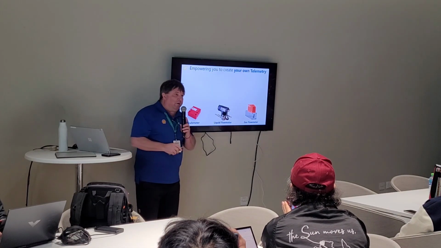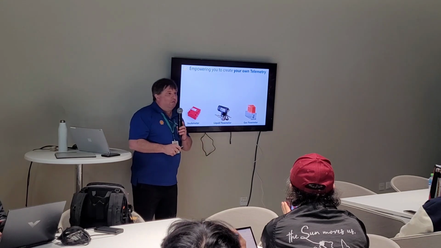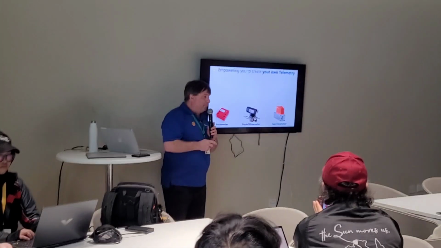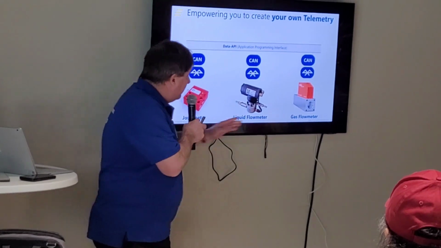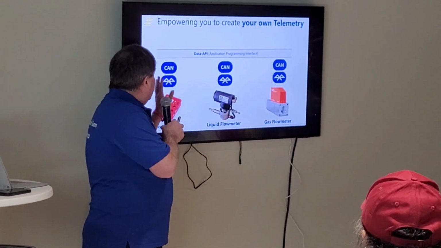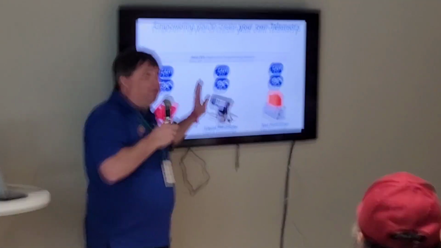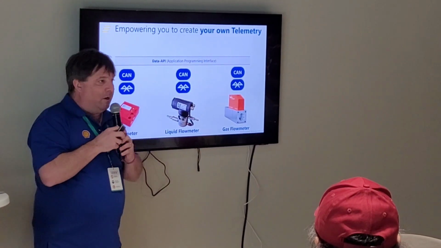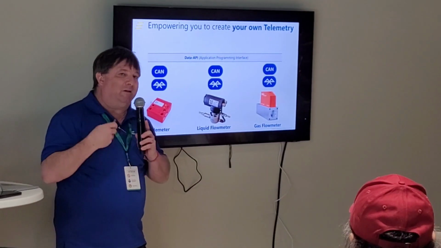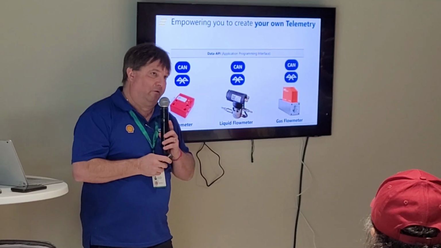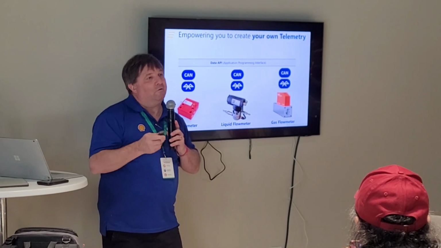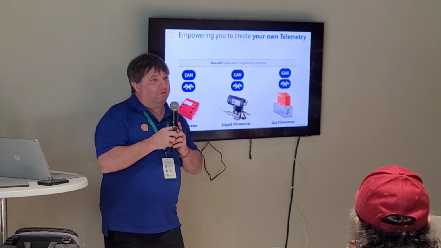So now we have the 3 energy sensors. This is now a little bit a glimpse into the future. They all have, except for the gas flow meter, a CAN interface and a Bluetooth interface. And our vision is to provide a data API to you so that you can interface with these sensors that are calibrated and also used for the official measurements.